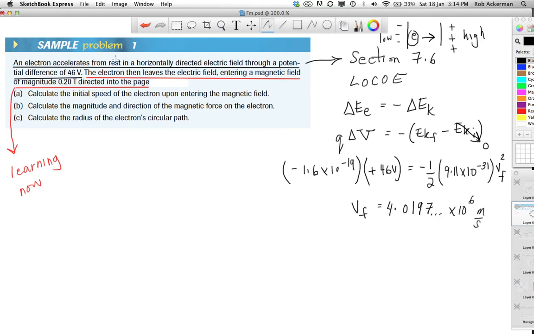So what do we do now? It says the electron now leaves the electric field, enters a magnetic field directed into the page. Now, we have to worry about directions here because this is a vector problem. So what did it say? The electron was accelerating in a horizontally directed electric field. The electron leaves the electric field, enters a magnetic field, which is directed into the page. So what I'm going to do is draw that magnetic field into the page. And how do we do that? We use X's like this.